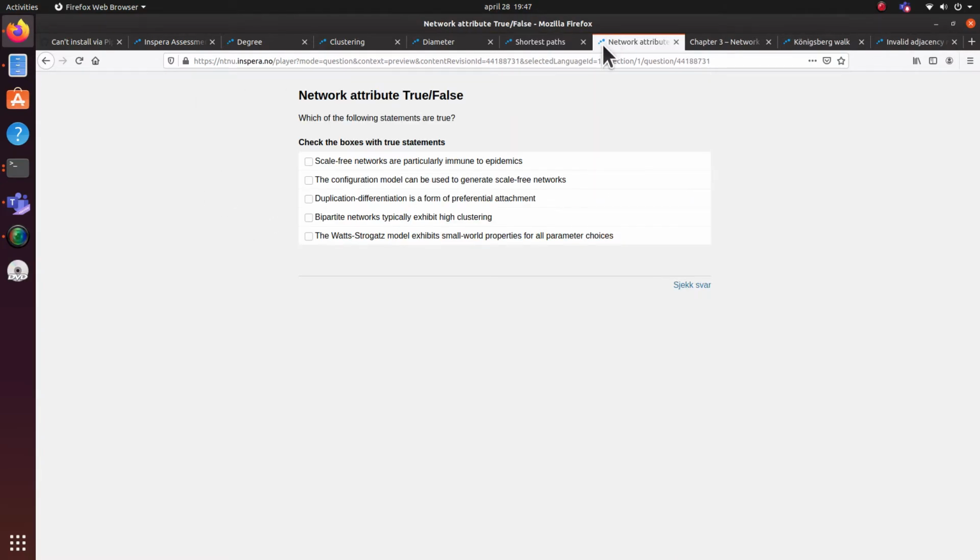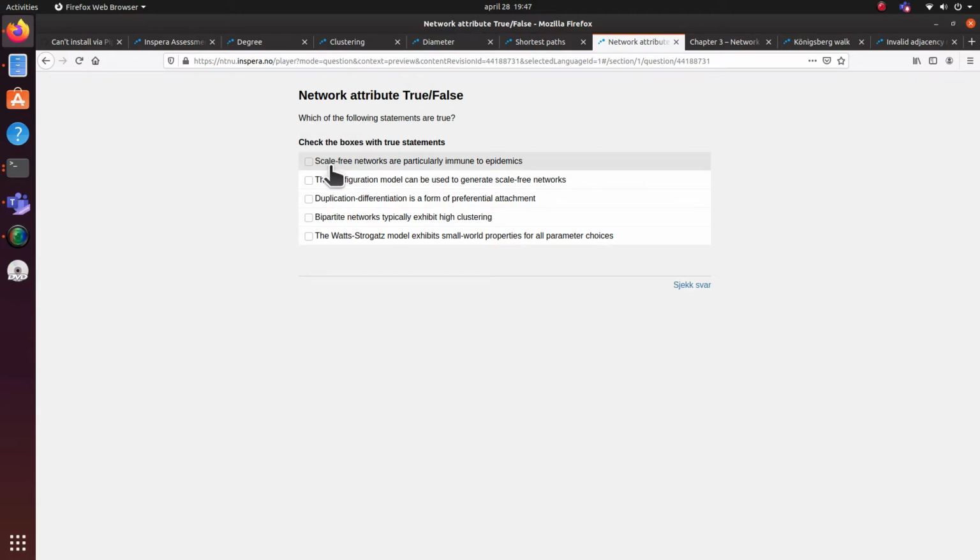Okay. So the next one is a different format of question. Here we have boxes to tick. As you can see, we can have any or all or none of them in any combination that are true of these statements. And so what you're asked is, which of these statements are actually true? So let us go through them one by one and discuss them a little bit.